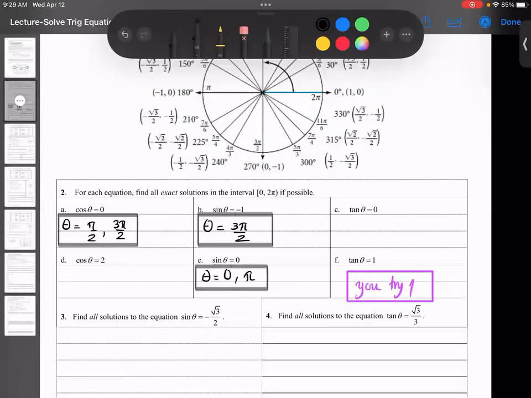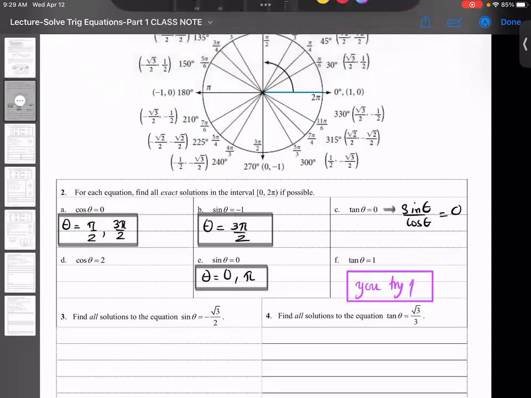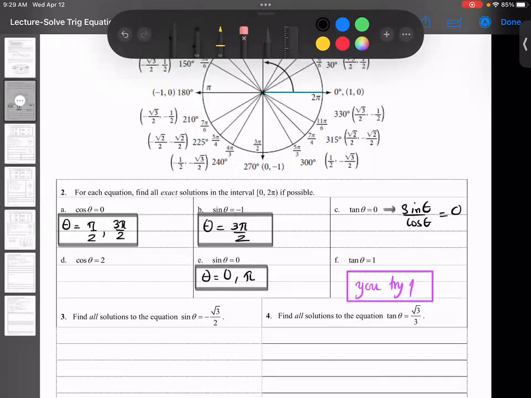Tangent theta equals 0. Tangent is sine over cosine, yeah? If you write it like that, the only thing that can make it equal to 0 is the top or the bottom. The top, right? The bottom doesn't matter what number it is. But the top has to be 0 in order for the whole thing to be 0. The bottom cannot be 0, apparently. So this implies sine theta is equal to 0. And we already did that in part E, which is theta equals 0 and pi. Which just makes sense, right?